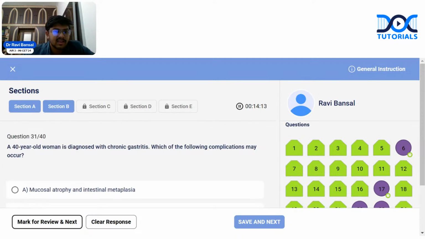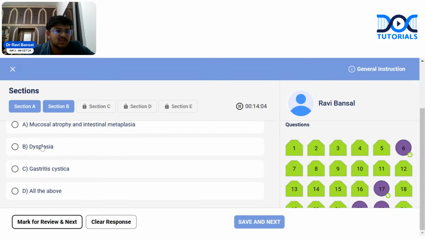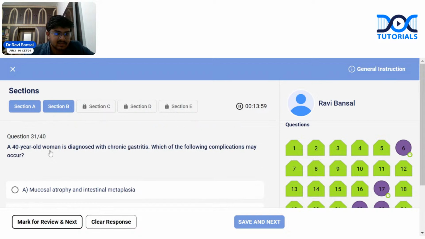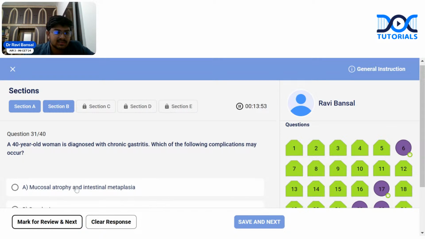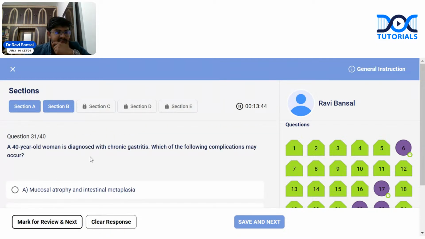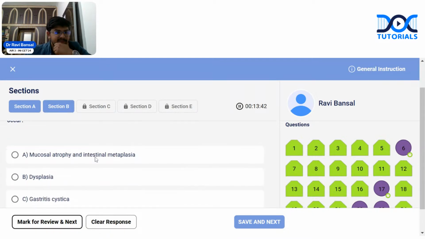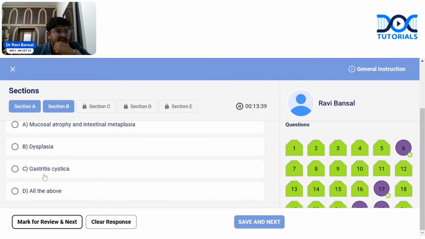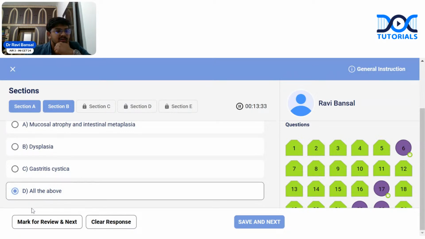A 40-year-old woman is diagnosed with chronic gastritis. Which of the following complications may occur? So in chronic gastritis, the complications which can happen: mucosal atrophy and intestinal metaplasia, dysplasia, gastritis cystica. So in chronic gastritis, obviously metaplasia can be seen, mucosal atrophy and metaplasia. Dysplasia obviously can be seen, we see cancer in chronic gastritis. So these both options are looking correct to me. Gastritis cystica, I'm not sure. So I will just mark all of the above and I will review it later.